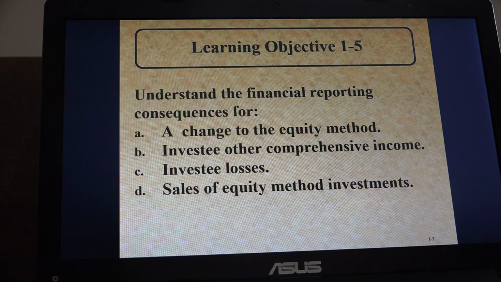Okay, so continuing on with Chapter 1, here we're going to discuss additional issues: what happens when there's a change in the equity method, what happens when the investee has other comprehensive income, what happens if the investee has losses, and talk about sale of equity method investments.